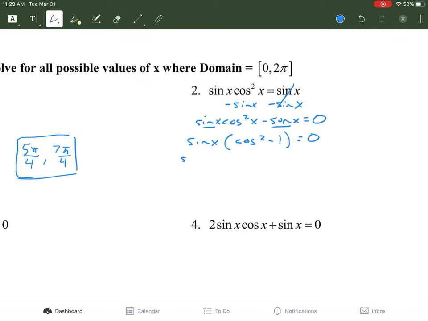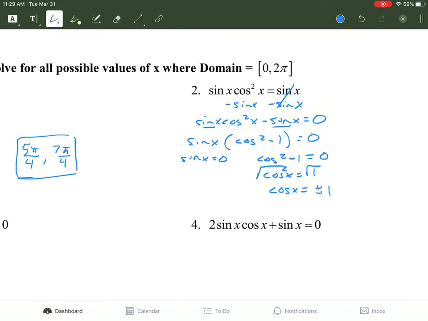Now that you have 2 separate factors, you set them both equal to 0. So sine of x equals 0, and cosine squared minus 1 equals 0. So cosine squared of x will equal positive 1. All right, should be squared though, sorry. Then we're going to square root both sides, and cosine of x will equal, now again, remember when you square root both sides of the equation, you have to do plus or minus.